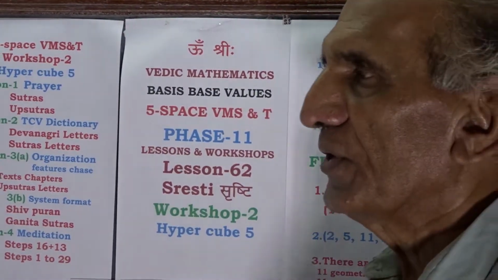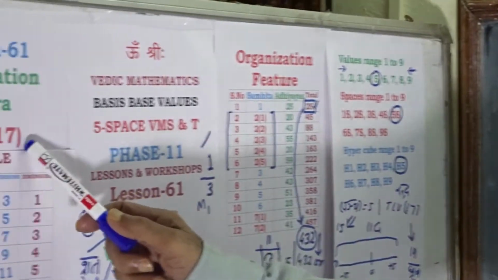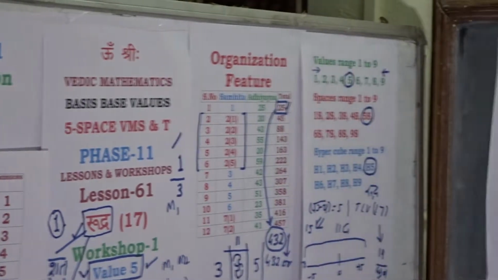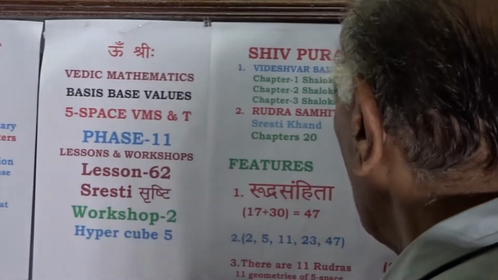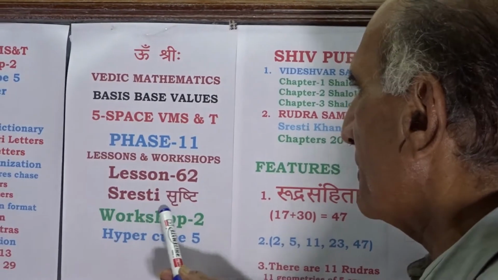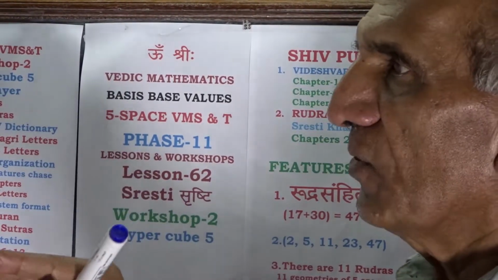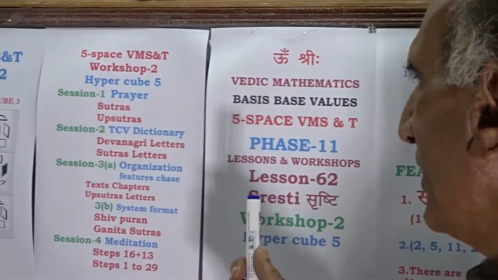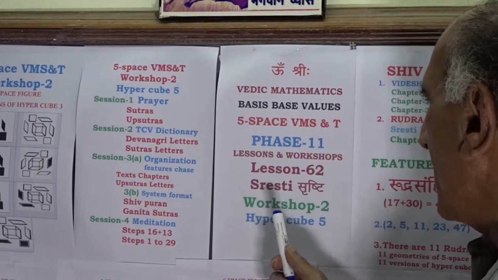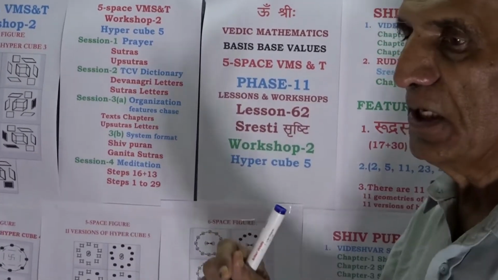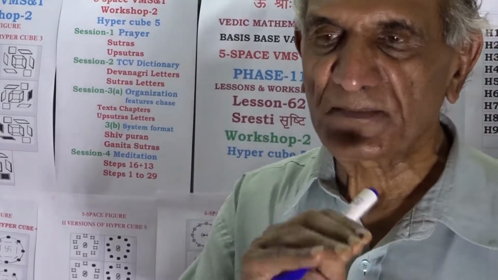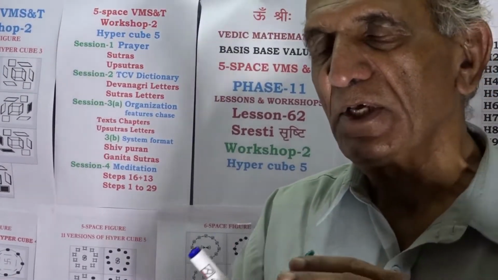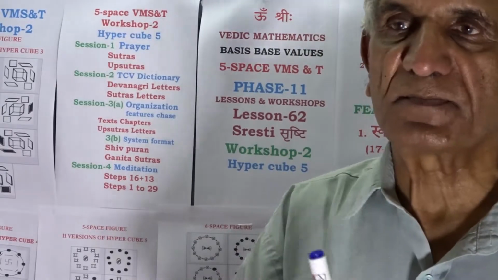We know that value 17 is the TCV value of formulation Rudra, while value 18 is the value of the formulation Srishti. Previously we were focusing upon value 5, and today we will be focusing upon hypercube of 5. The workshop session is more important than the theoretical session of this lesson.